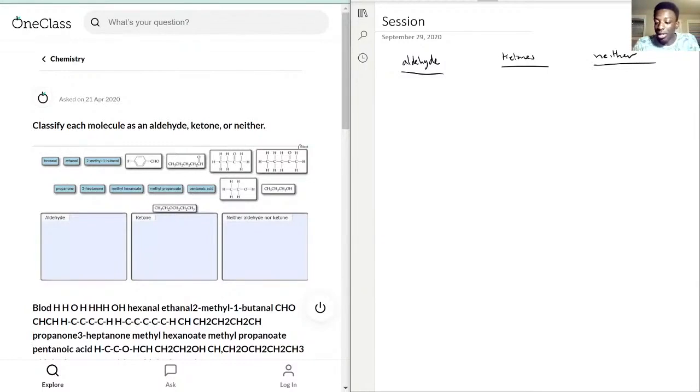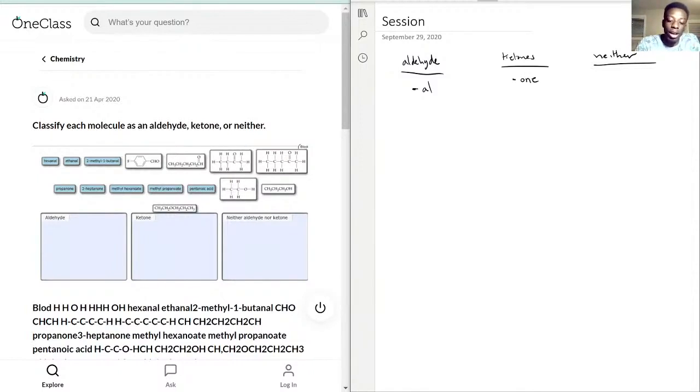Now let's actually write down what we know about these 3 groups. Well, the neither, we won't have to really write anything, but for aldehydes, one of the ways they give away is the name. The name usually for aldehydes ends in AL if it's a primary group. That's how you classify an aldehyde. For ketones, the way they usually end is an ONE, okay? And neither, they don't end with either one.